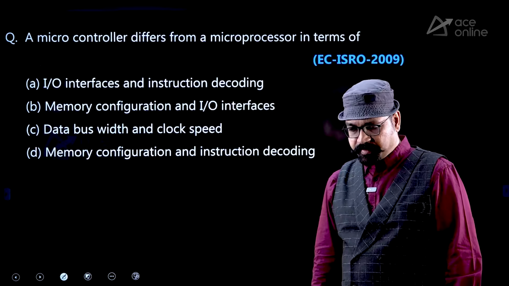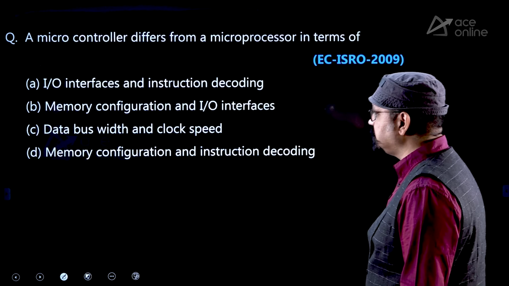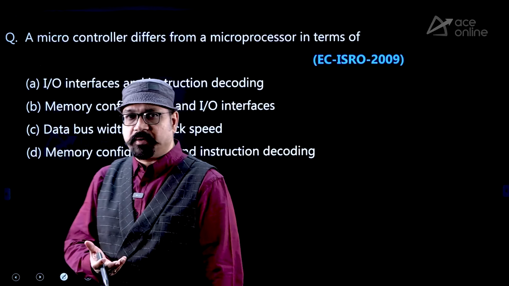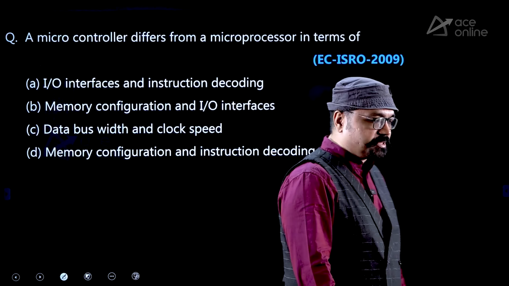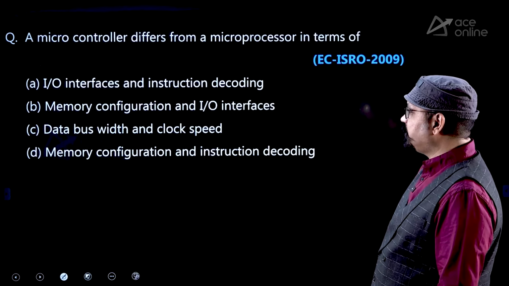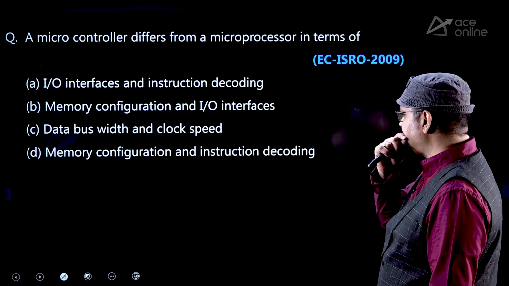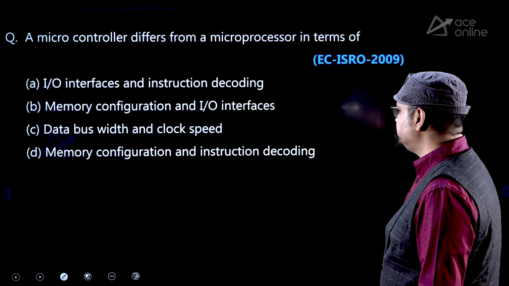Please read. A microcontroller differs from a microprocessor in terms of dash. You studied microprocessor and microcontroller. Let's look at the options first. What are the options given? Option A, I/O interfaces and instruction decoding. Memory configuration and I/O interfaces. Data bus width and clock speed. Memory configuration and instruction decoding.